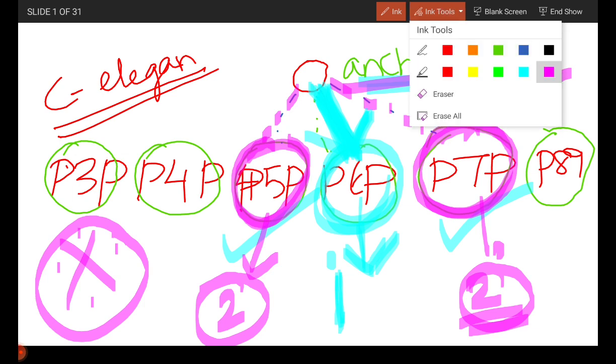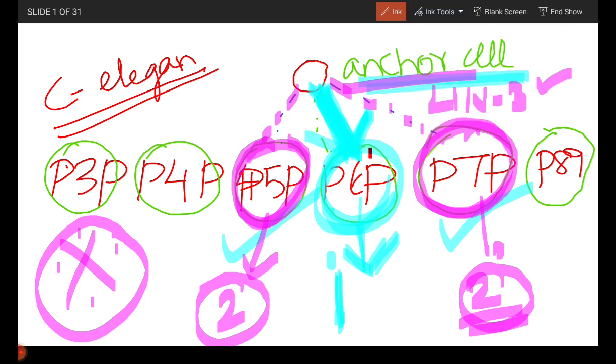There is another reason also: production of LIN-12, which prevents it from attaining primary fate. This is another reason for P5.p and P7.p not attaining the primary fate. In addition to this, morphogenic gradient has another example too. This is a different story.